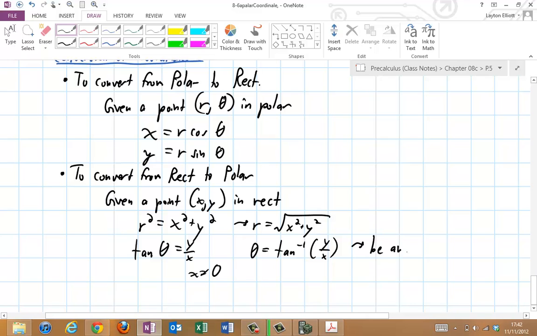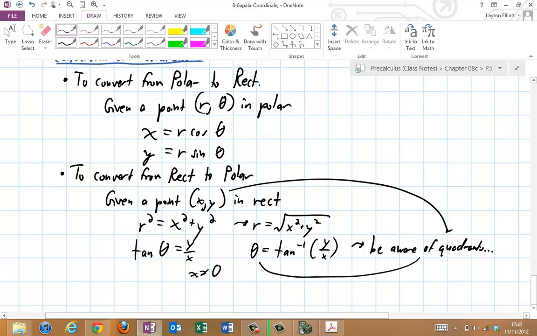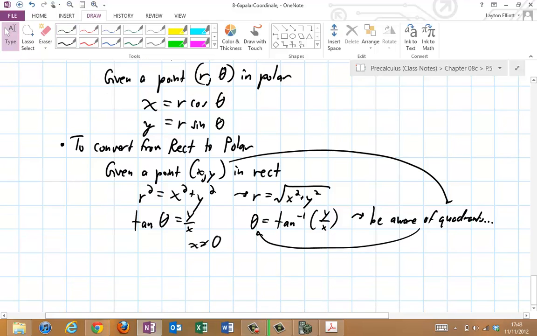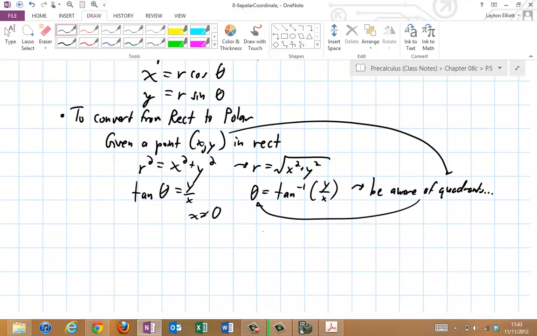Be aware of quadrants. Look at the x, y, match it to where that angle would have to be, and you pick your quadrant for the angle. Okay, so let's do some examples of this.